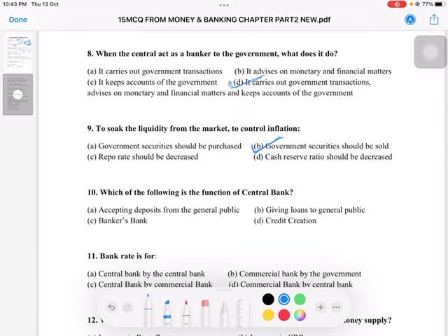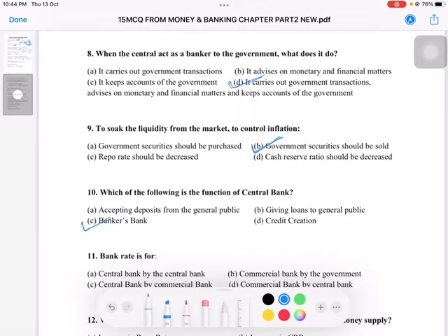Which of the following is the function of central bank? Accepting deposit from the general public, giving loan to the general public, bankers bank, credit creation. So the function of central bank, the right answer will be bankers bank, because the other three functions are the functions of the commercial bank, not of the central bank.